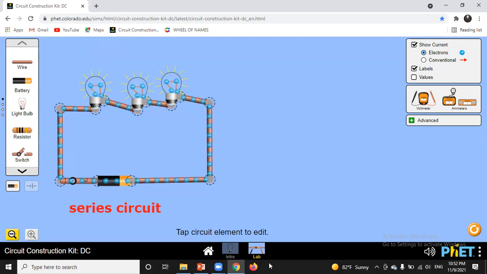Let's build the second type of circuit, which we call a parallel circuit. Battery, a switch, wires. I'm just building a simple parallel circuit for you.